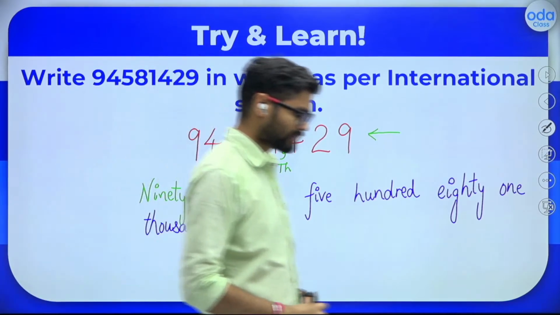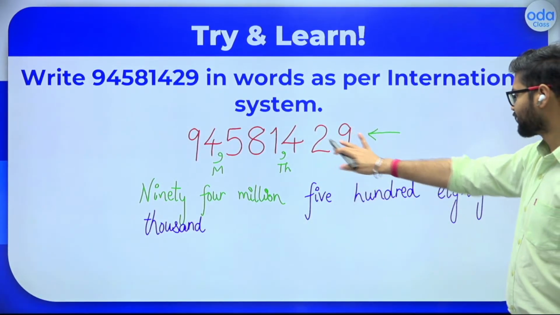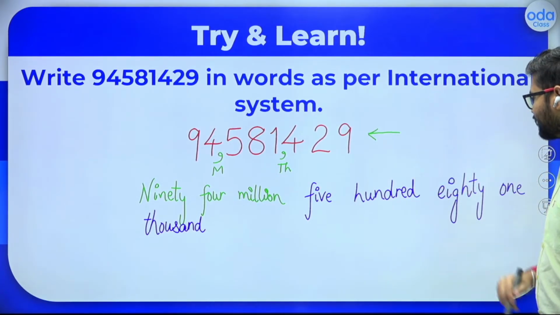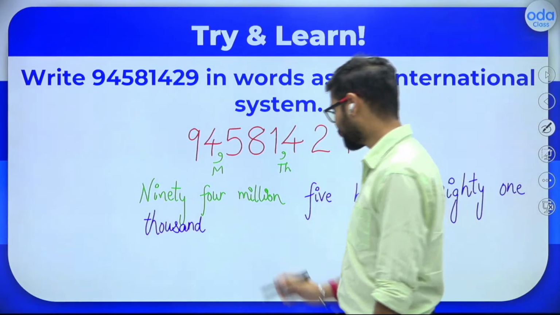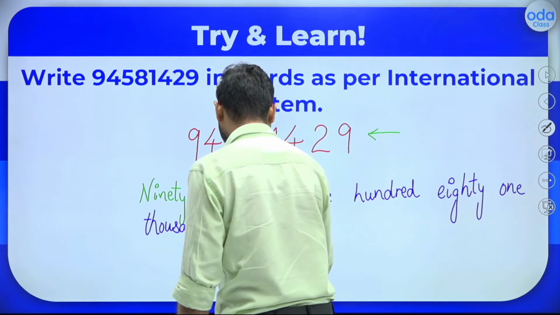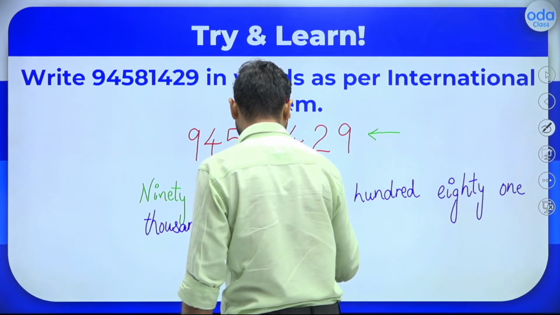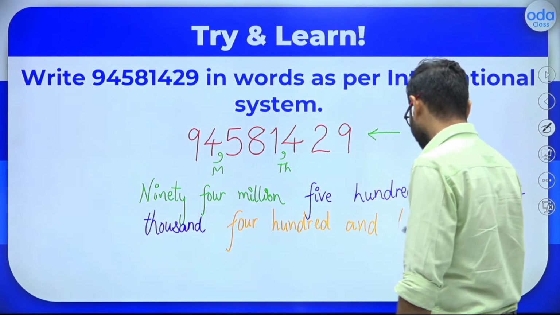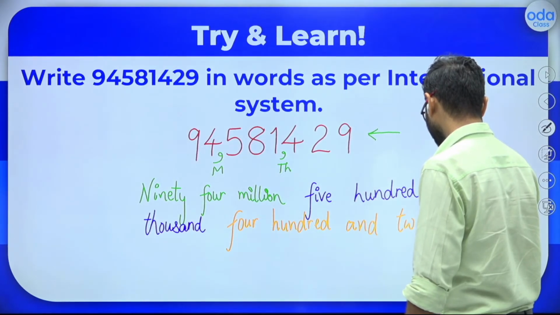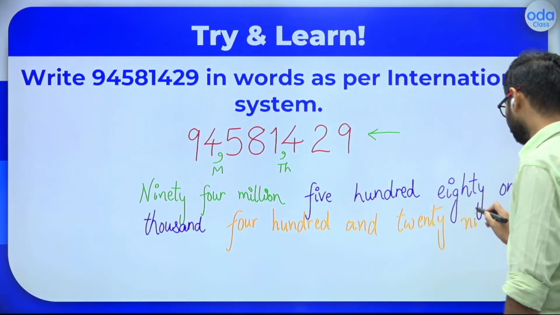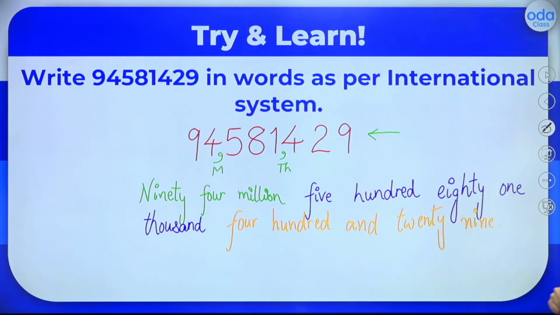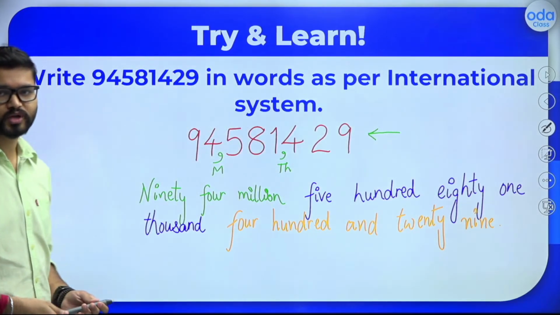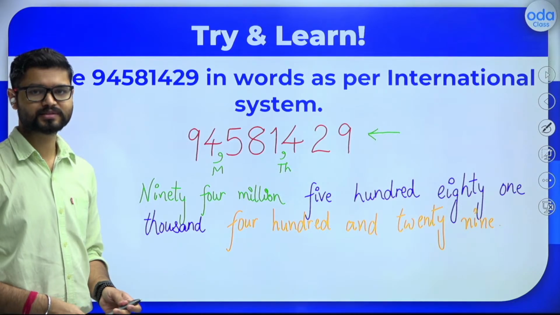Cool. This part is also done. Now one thing is left. The last one is left. 429. How can we write that? Write like this. It is 429. So this is the way we can write a number as per the international system of numeration.